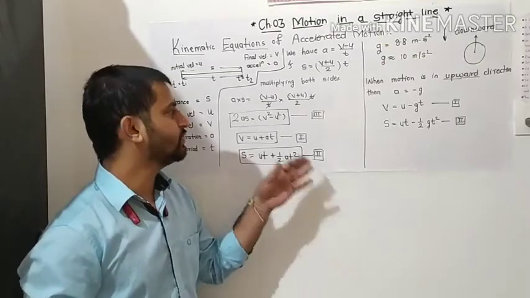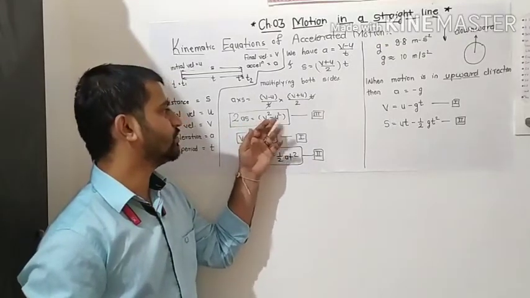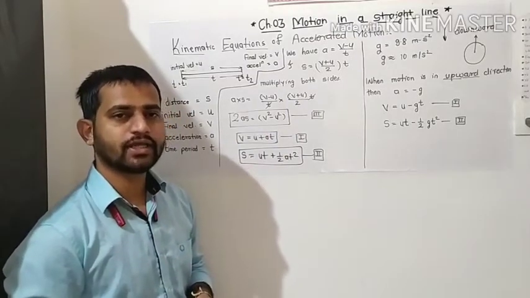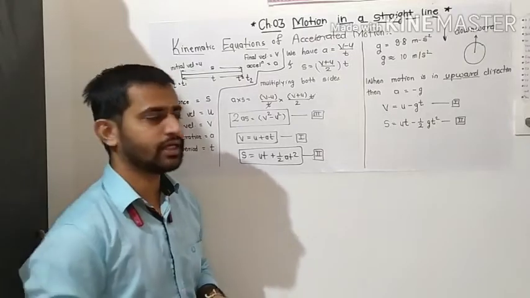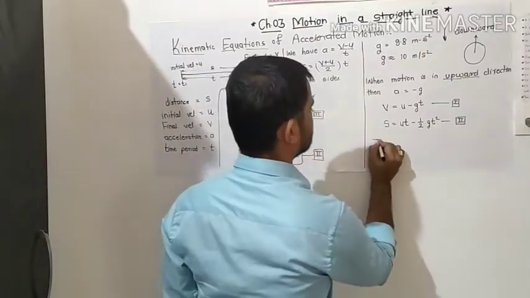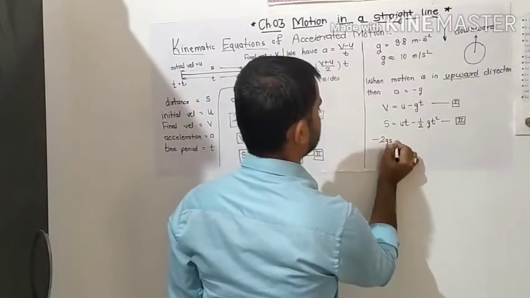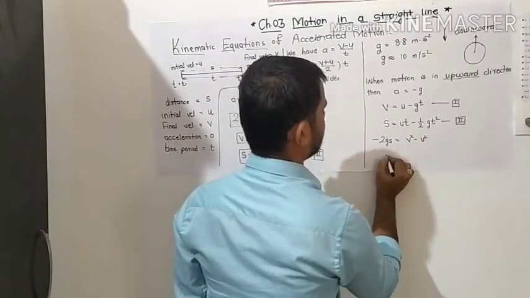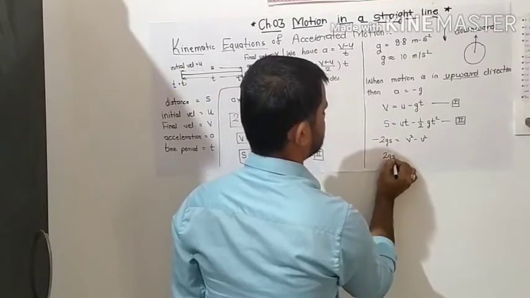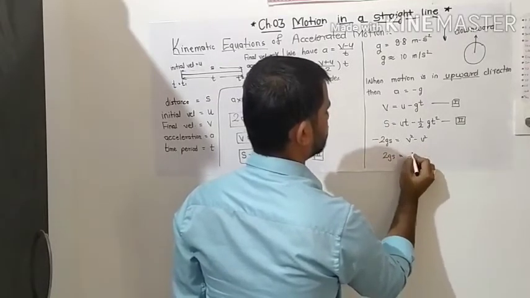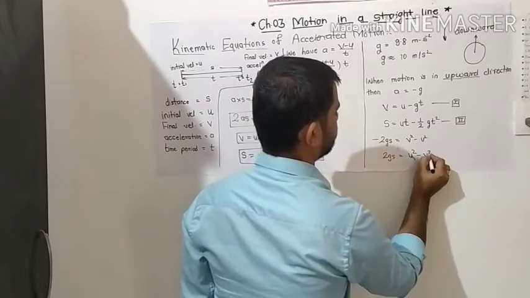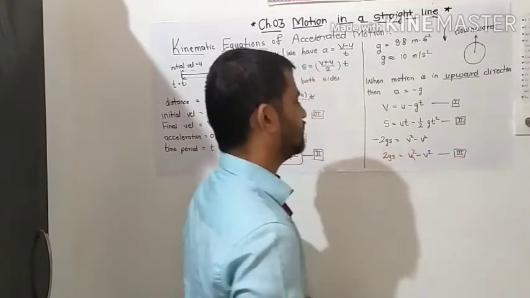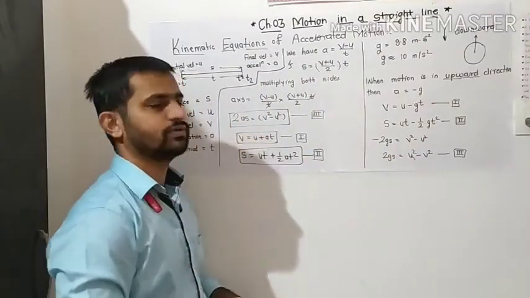Then the third equation is 2as = v² − u². If we write this by changing the sign of a to −g, then our equation becomes −2gs = v² − u², or we can write it as 2gs = u² − v².